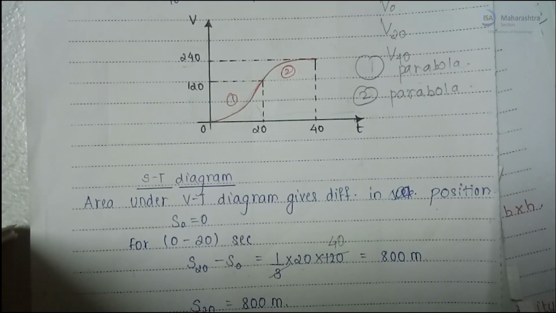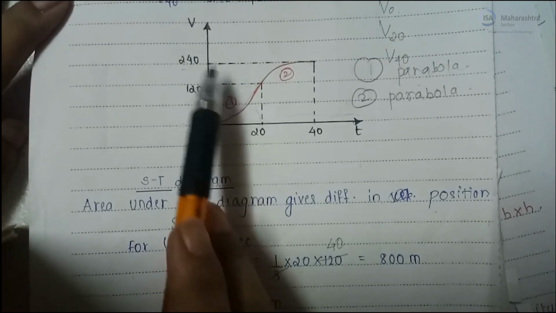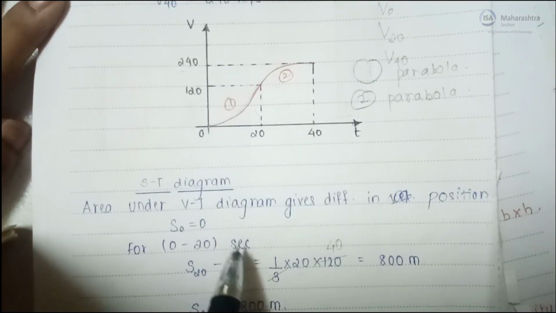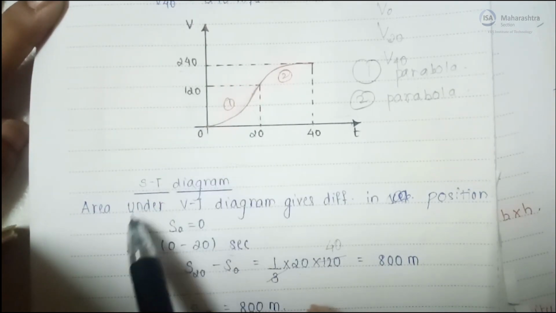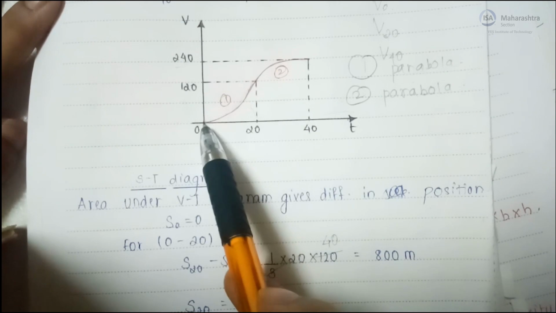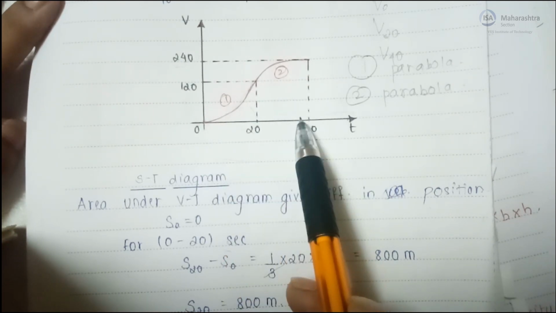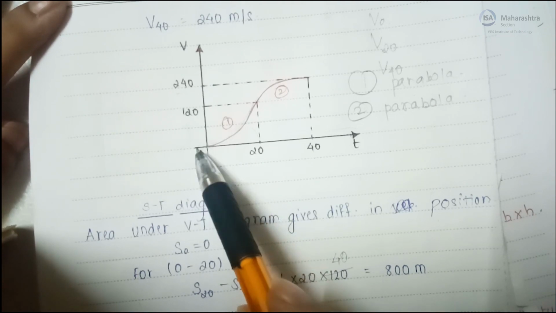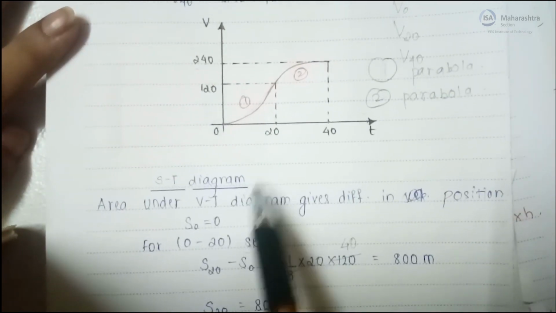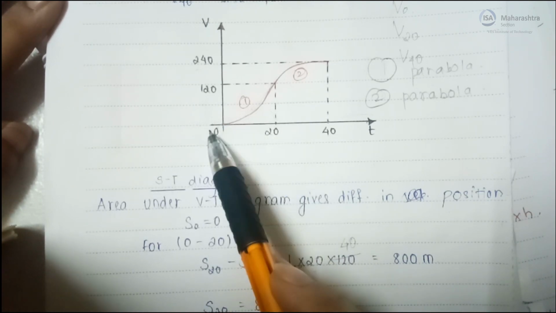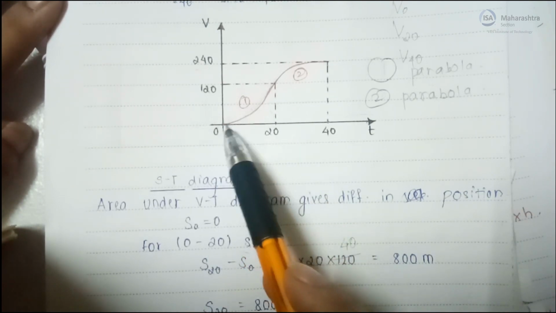We have to find the displacement time diagram now. We have the velocity time plot, and similarly we have to find the displacement time plot. We already know that the area under the velocity time diagram gives us the difference in position. Clearly S0 will be 0 because the graph starts from the origin. For 0 to 20 seconds, S20 minus S0 is equal to the area under this curve.